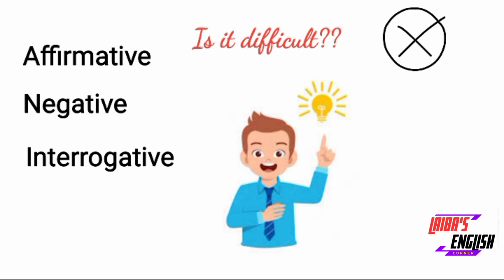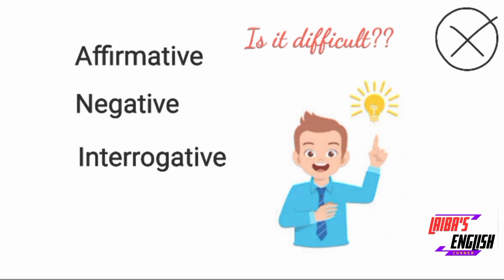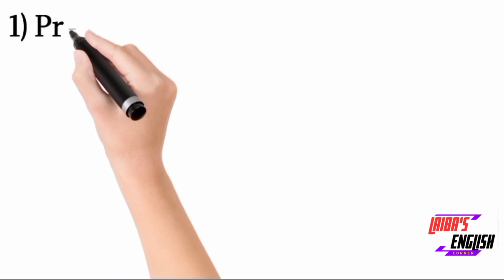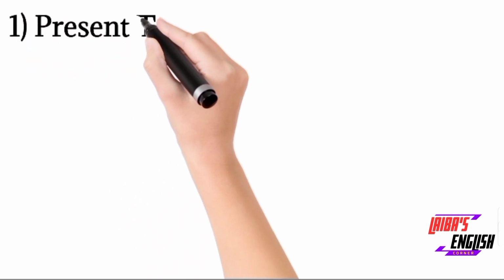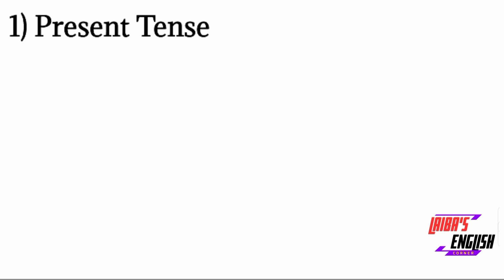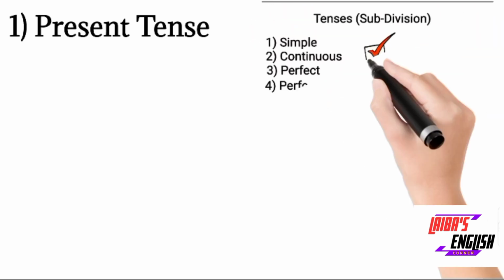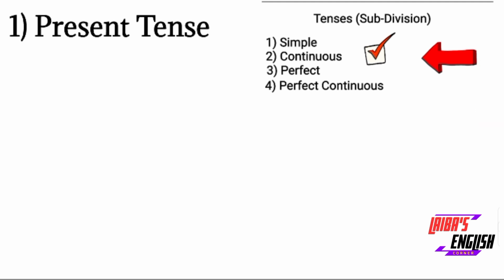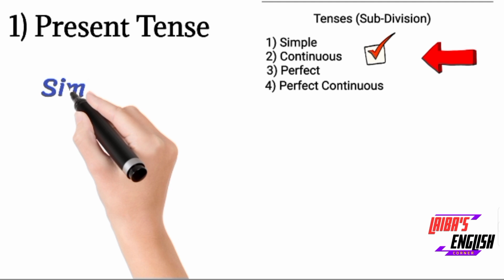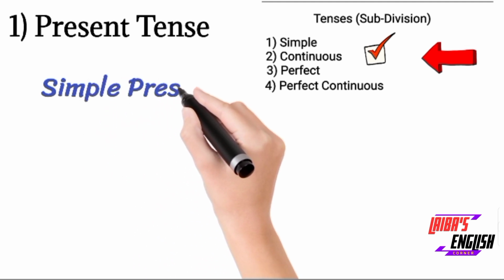So without wasting any time, let's move toward our video: what is present tense? Present is something that is happening now. For example, I am recording the video, which is something I am doing now. So according to the sequence, first of all, we will discuss simple present tense.